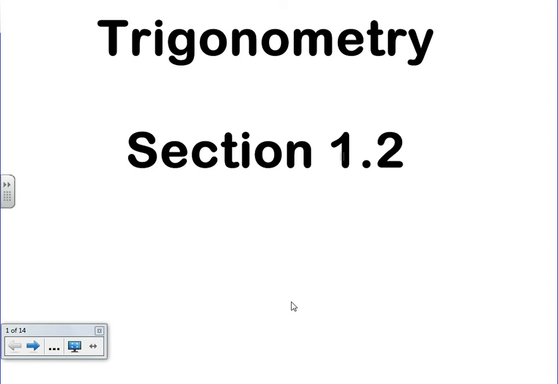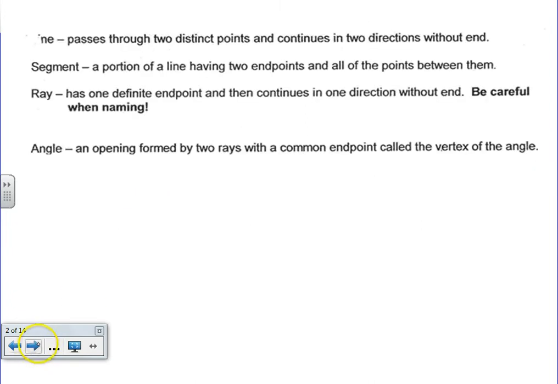Second section in Trig, labeled 1.2, is about angles. So first we're going to go over a little bit of vocabulary. First, this is supposed to say line, got a little worn away. A line is something that passes through two distinct points and continues in two directions without end.